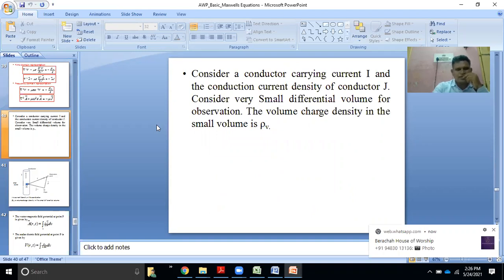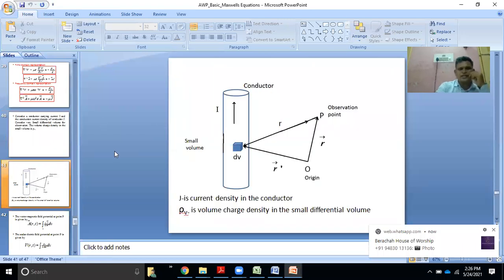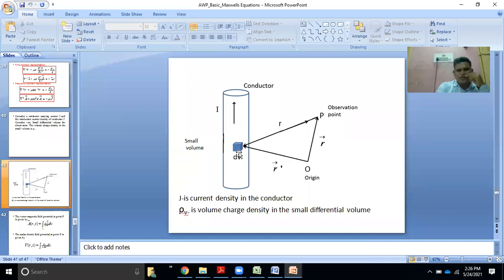Now, let us consider we have a current carrying conductor. Here it is a current carrying conductor, and the current passing through this conductor is I. For our examination, we are assuming a differential small volume, let us say dV. We want to observe the scalar potential and vector potential at this point P.